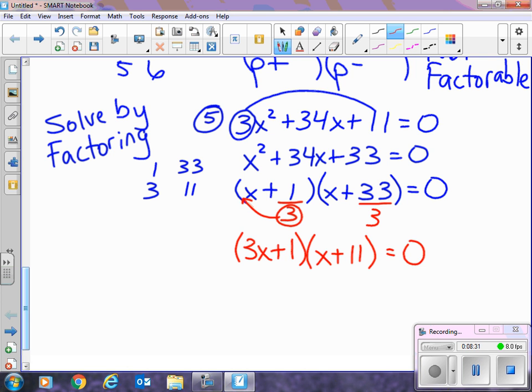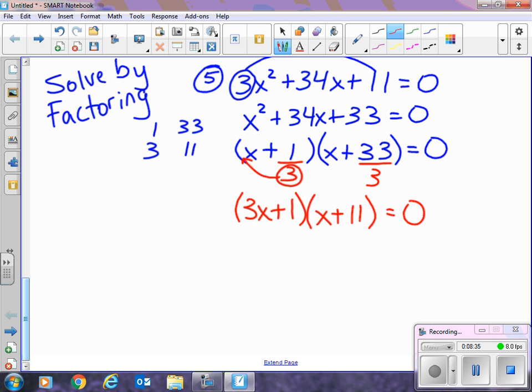Okay, and then if you do a quick check before you go any further, just to make sure you're in the right ballpark, 3x times x is going to make 3x squared. 1 times 11 is going to make 11. So we know we've got the right numbers and the right signs happening here. All right, so now we want to do our baby equations.